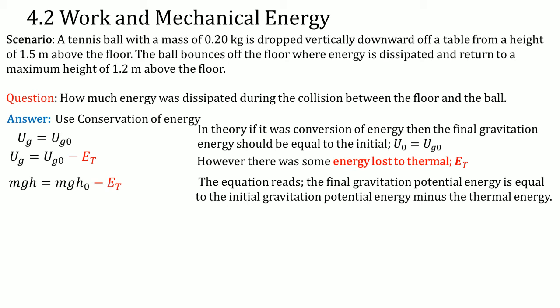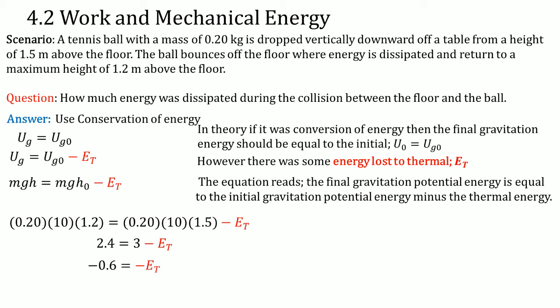that was dissipated. We can substitute in our values. m was 0.2, gravity was 10, height final was 1.2, height initial, h naught, was 1.5. You should get 2.4 is equal to 3 minus ET. Subtract 3 from both sides. You should get that. Then divide by a negative on both sides. You get ET, which is the energy that was dissipated, equal to 0.6 joules.